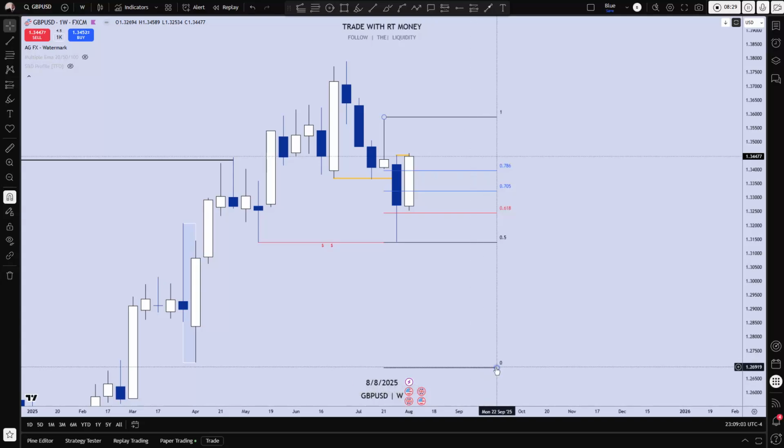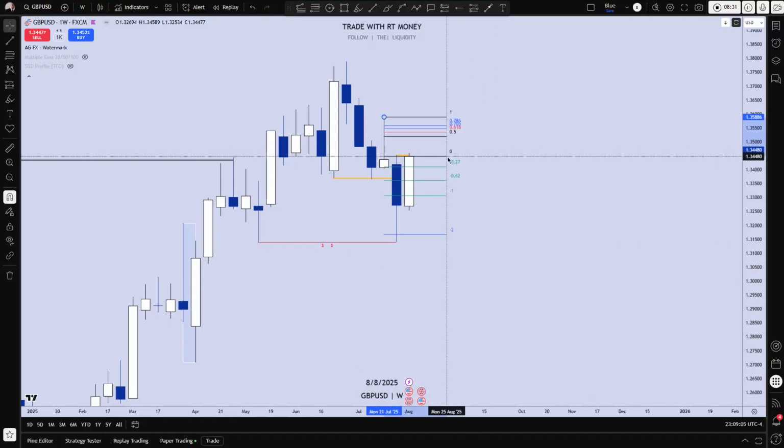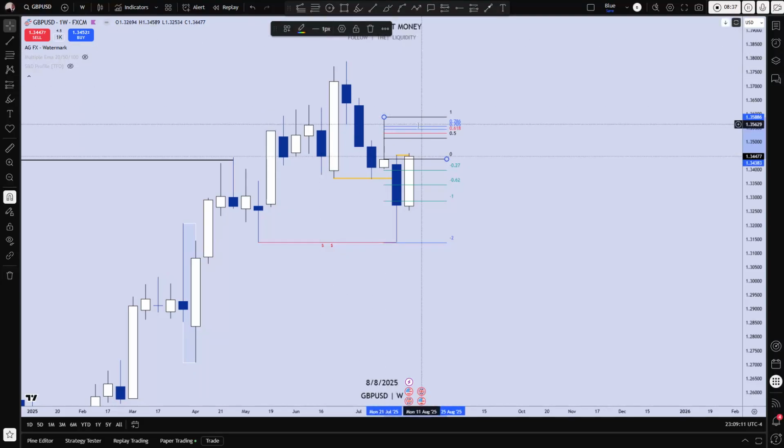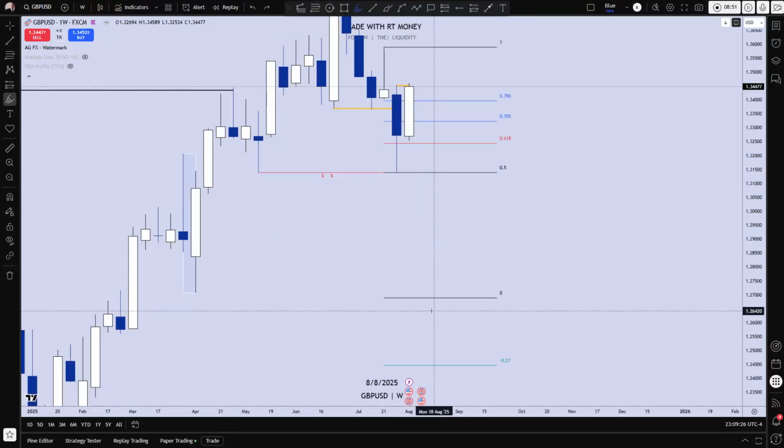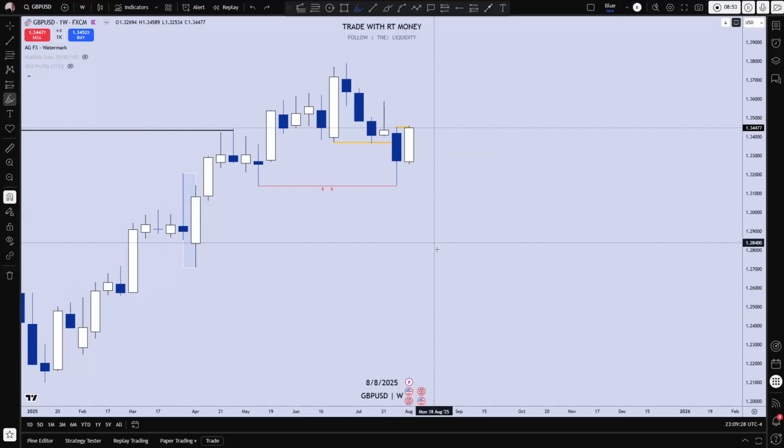I'll use this. We're going to go to the 50% of that wick. With the next candle, we'll wick up to it. We're going to look for it to respect that 50% and come down. That's what I'm looking for. Doesn't mean it's going to happen. I'm just looking for it.